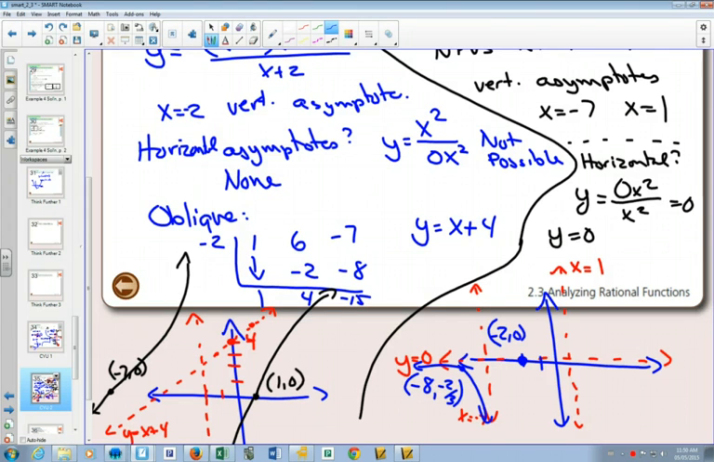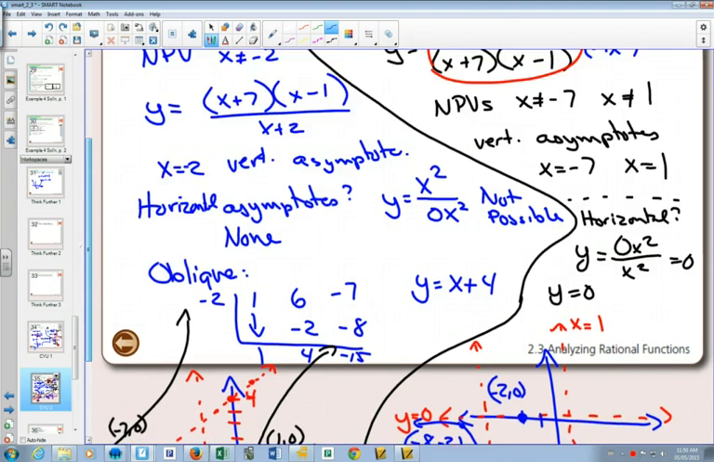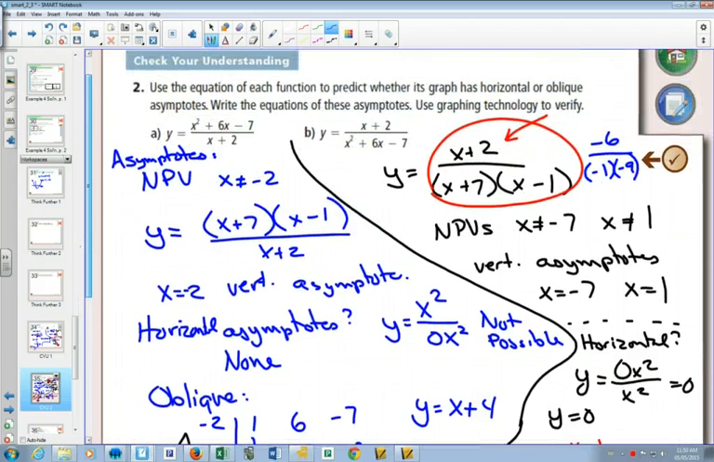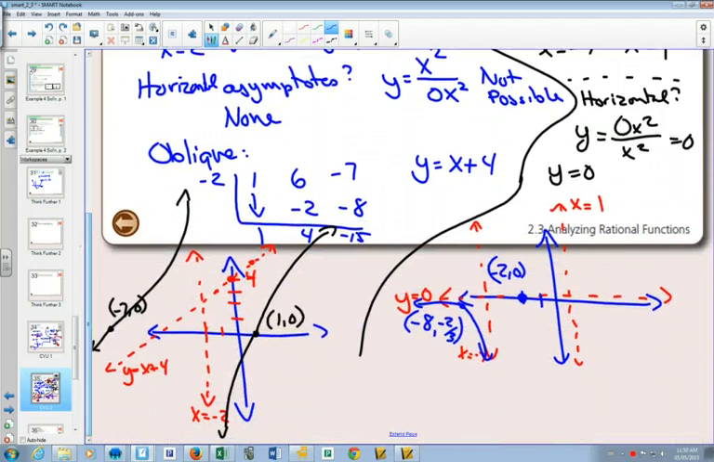A nice value to always graph is your y-intercept. How do you find a y-intercept? Plug in 0 for x. Plugging in 0 for x, you're going to get 2 over -7. 0, 2 over -7. That's going to be that point there, which is telling me this is going to be swooping down like that towards the asymptote.